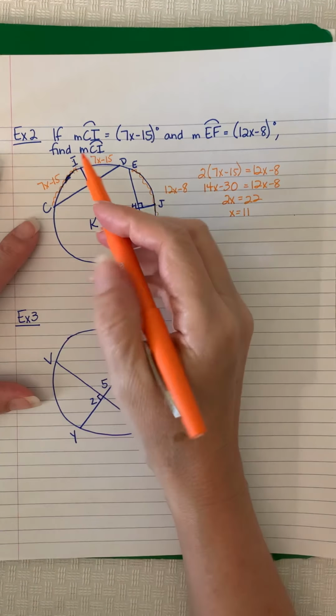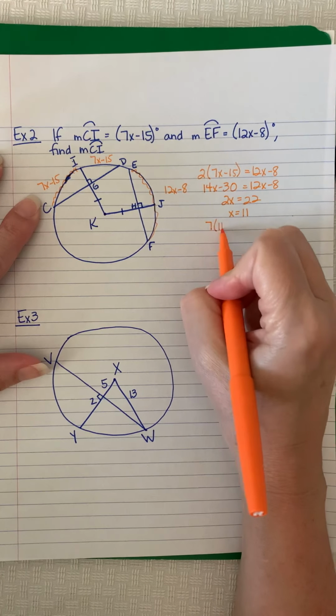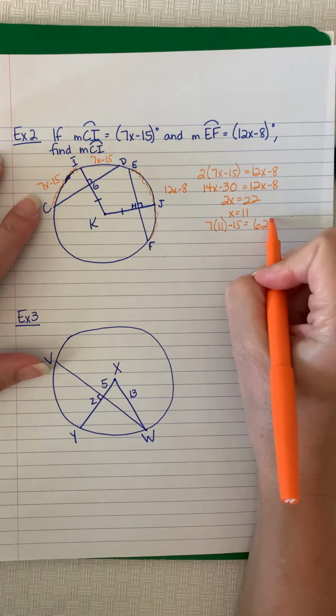The question says, what is the measure of CI? So I'm going to plug that in. 7 times 11 minus 15 is equal to 62 degrees.